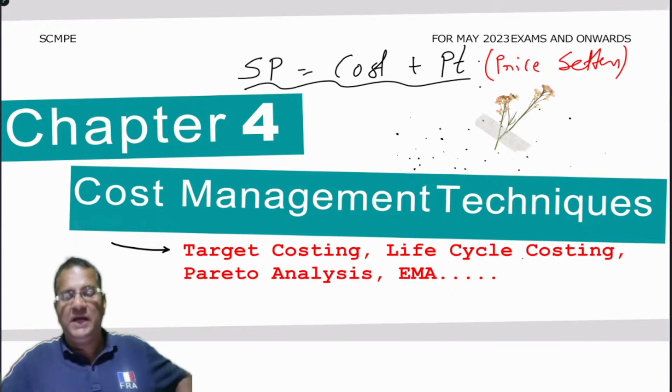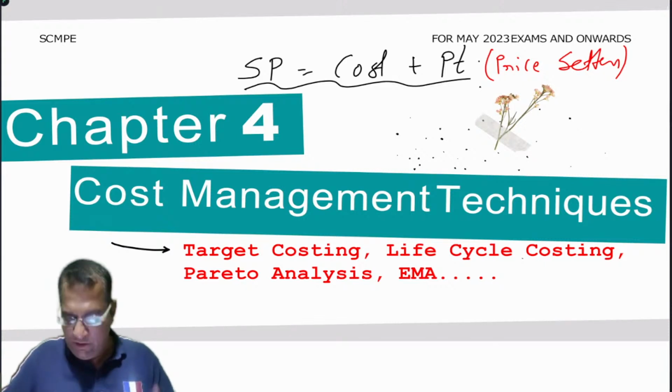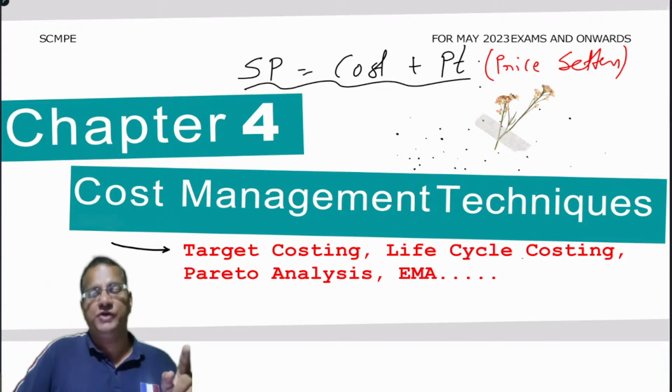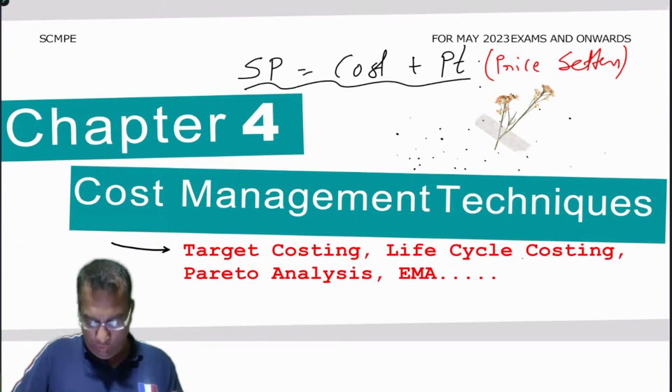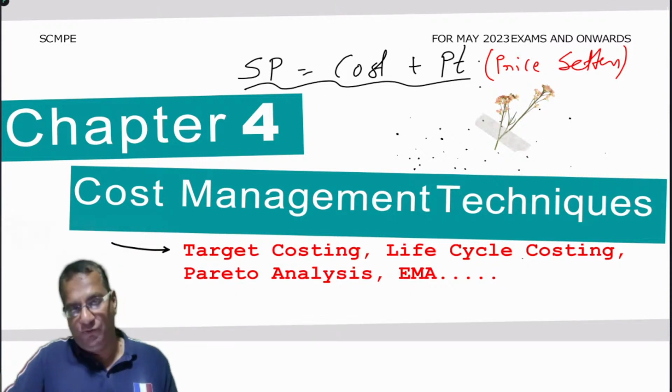We cannot determine that this is our cost. We want to assume this much profit, so this will be the sale price. Gone are the days. So the very first point of target costing is: target costing does not apply in a monopolistic situation. Target costing is applicable only and only in case of a competitive environment.